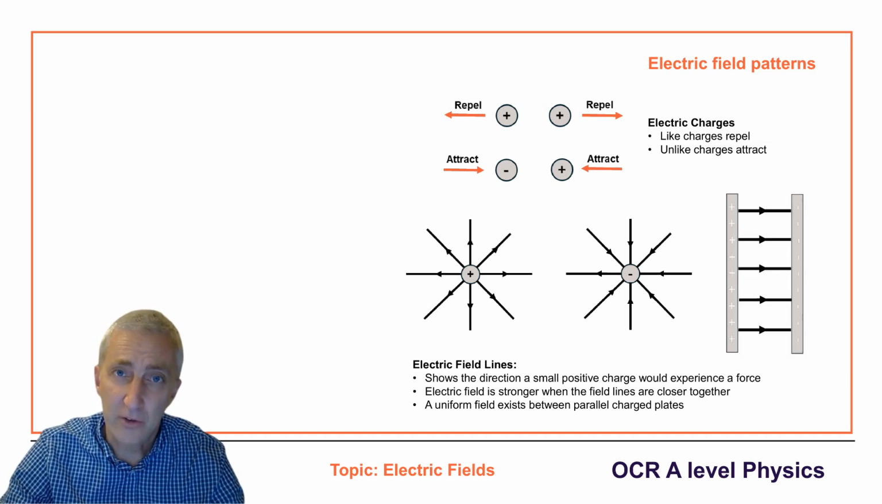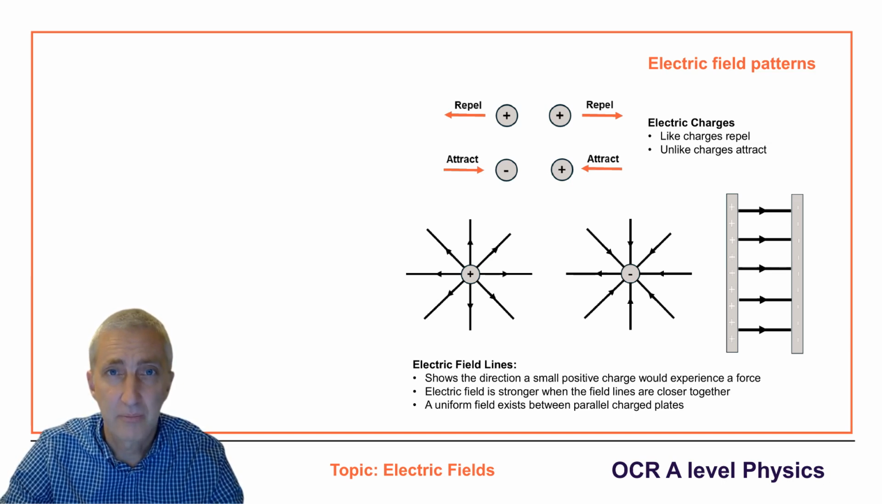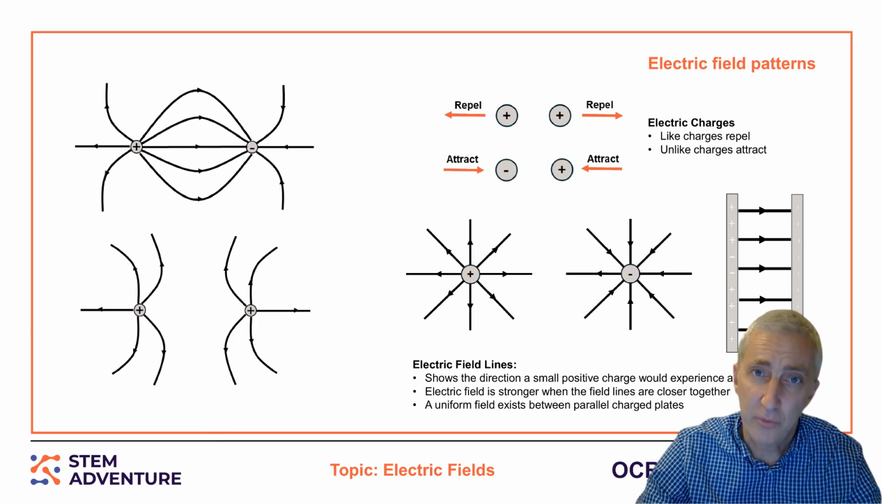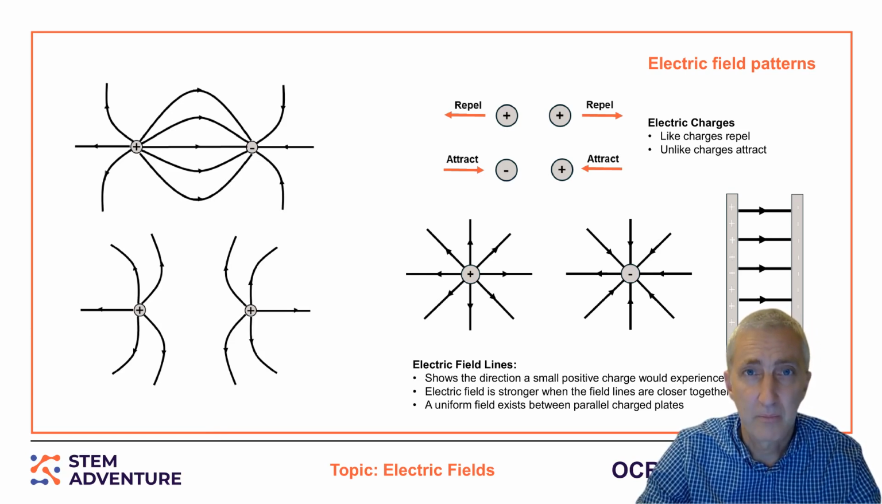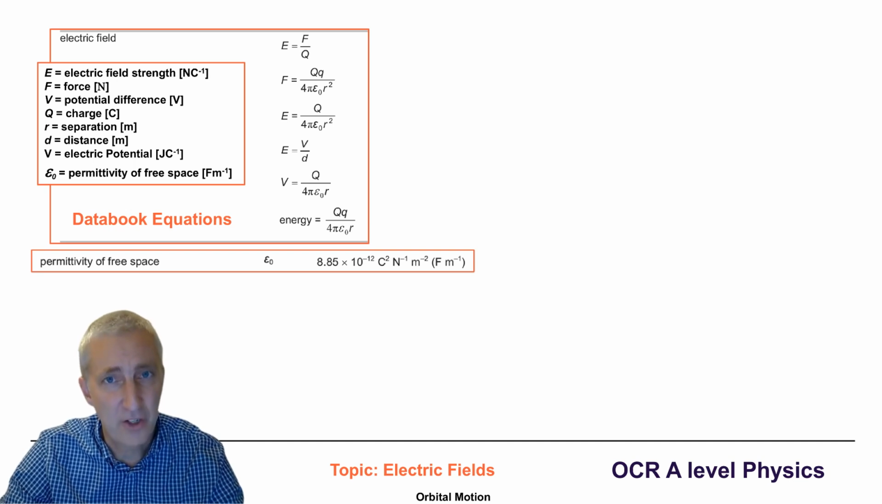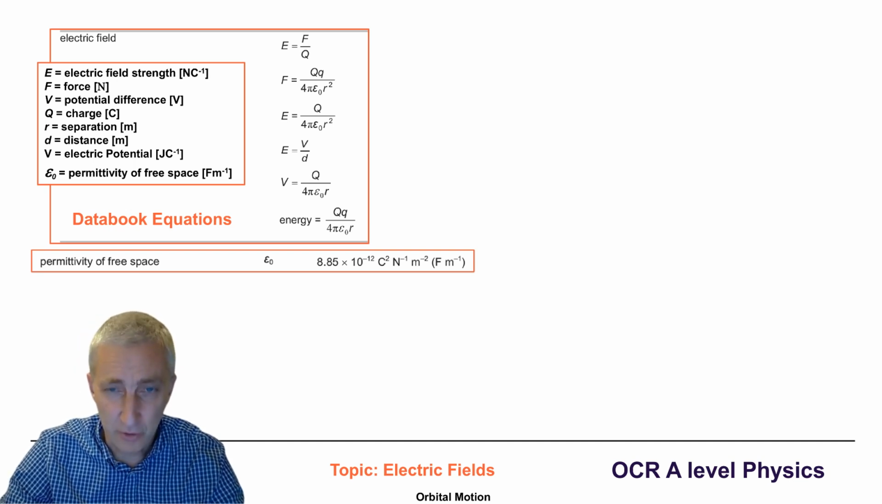A uniform electric field will exist between two parallel plates with opposite charges. When charges are brought close together, the patterns combine as shown. There are a number of equations for this topic, and some can be confused as similar symbols are used to represent different quantities. Be sure to be on top of what each equation represents.